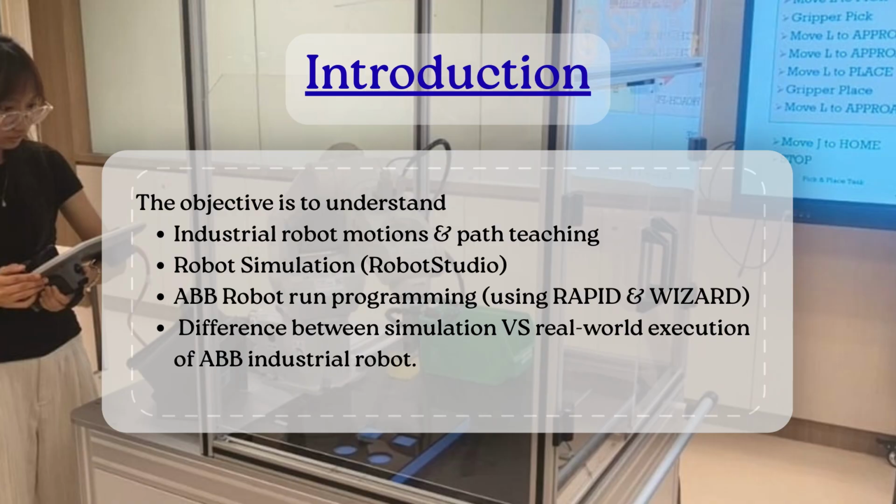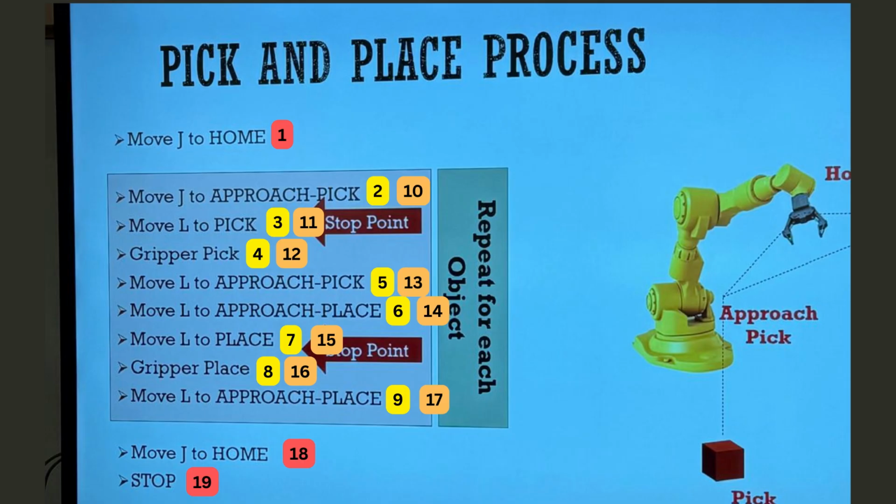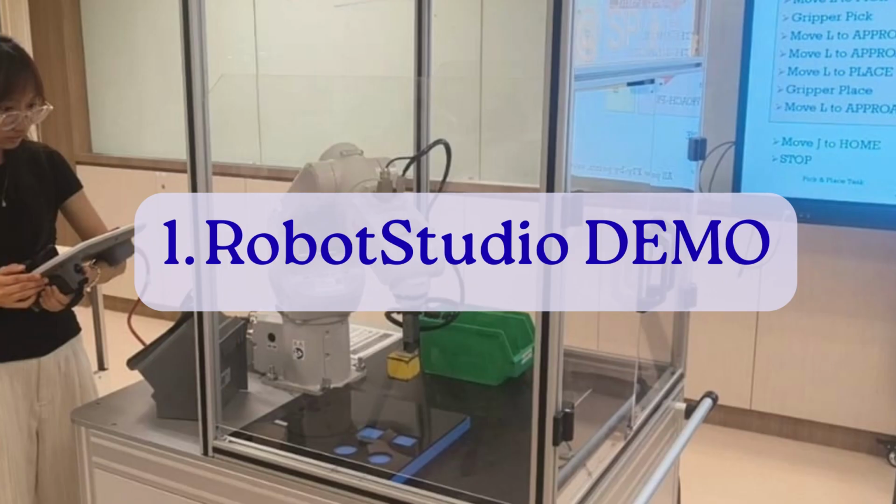Introduction. The objective of this video is to understand the industrial robot motions and path teaching, the robot simulation on RobotStudio, the ABB Robot Run programming using Rapid and Wizard, and the difference between simulation and real-world execution of the ABB industrial robot. This sequence is the pick-and-place program we'll be focusing on today.